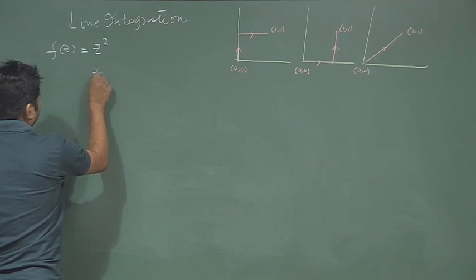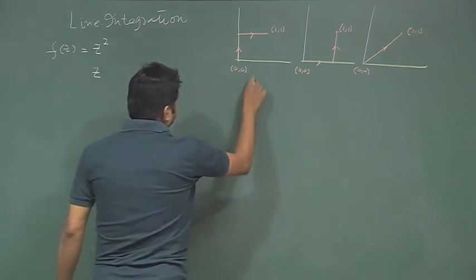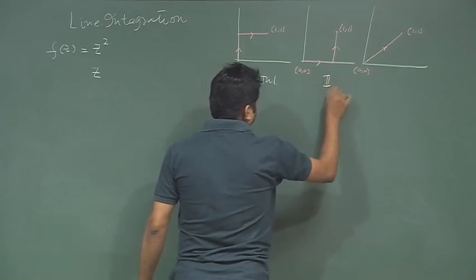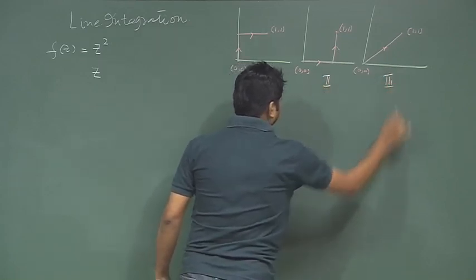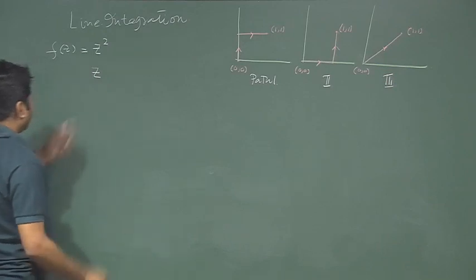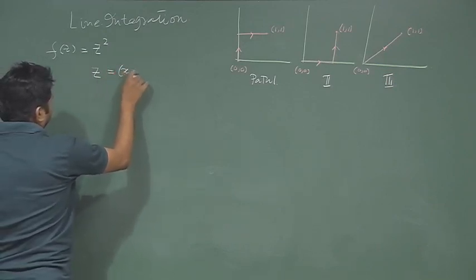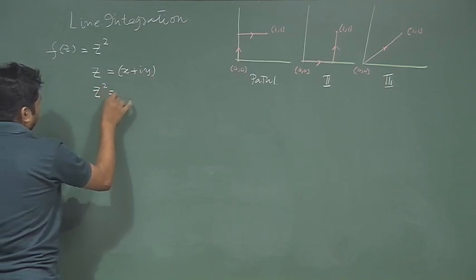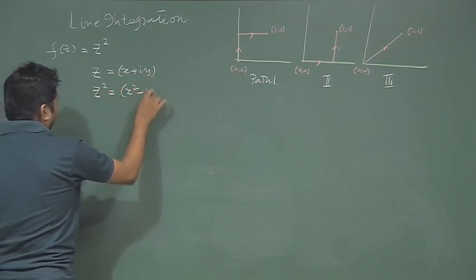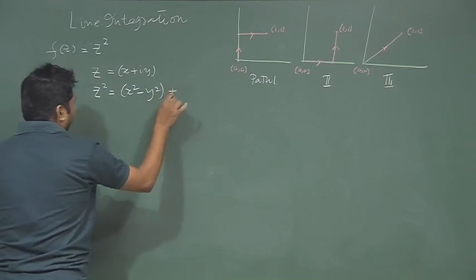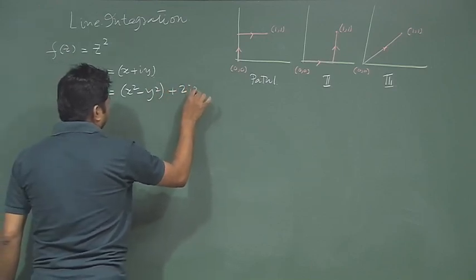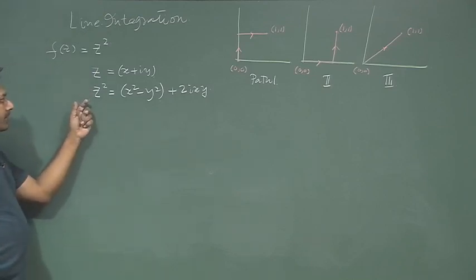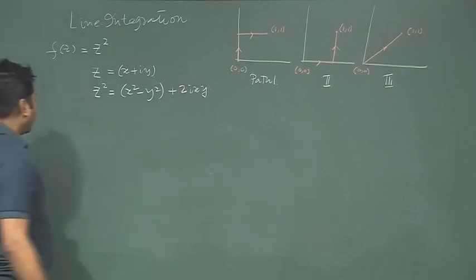So, let us do the calculation. This is path 1, this is 2 and this is 3. So, z is x plus I y and z square is x square minus y square plus 2 I x y. These are the two things I have.